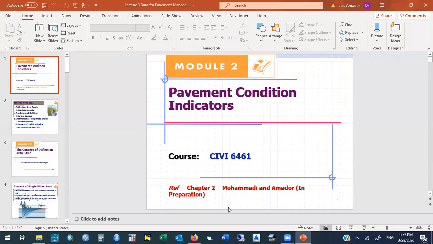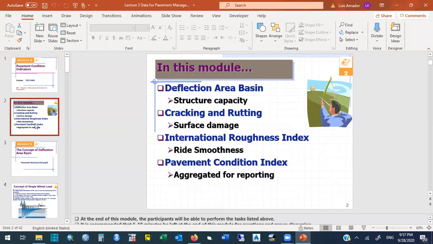Okay, so this is pavement condition indicators. Now, we're gonna look at 4 of them, 5. There are more, I wanna be clear, but I'm gonna look at the main ones. I'm gonna look into the deflection area basin, which is something we use for structural capacity. I think I might have talked about this one last time. I'm gonna look into cracking and rutting. This is to capture the surface damage. I'm gonna look into the International Roughness Index.